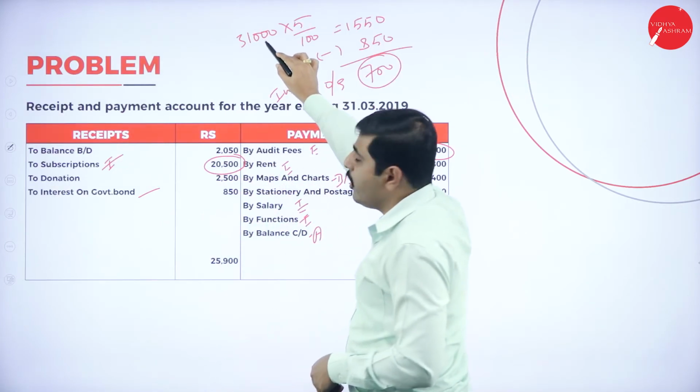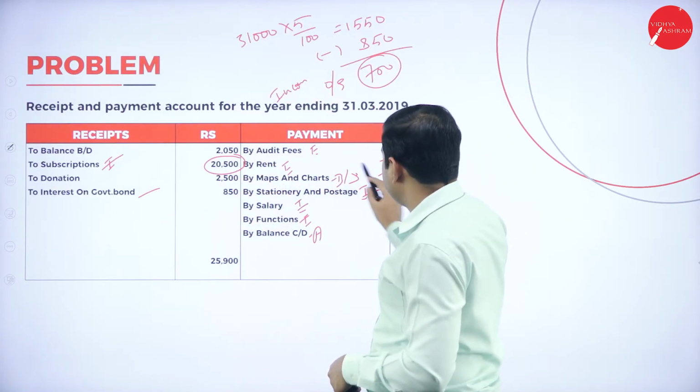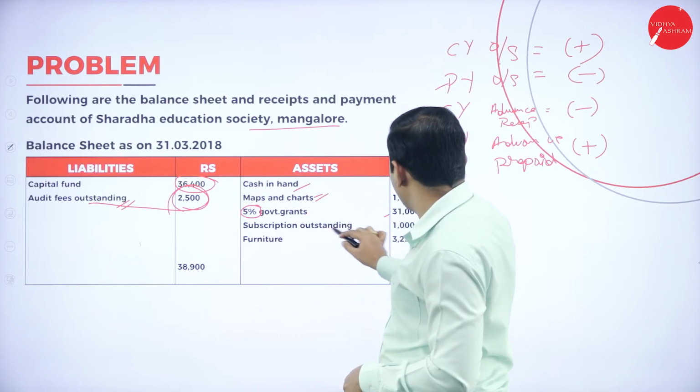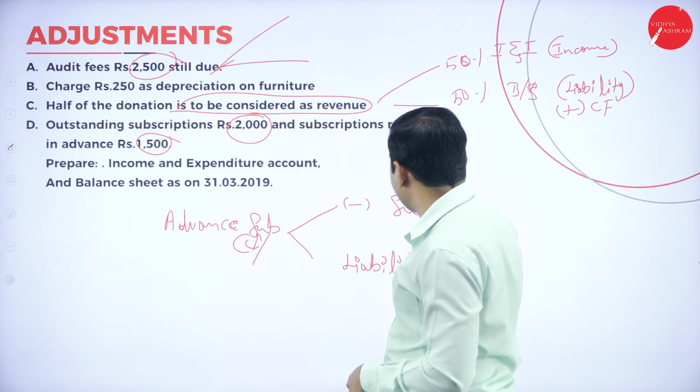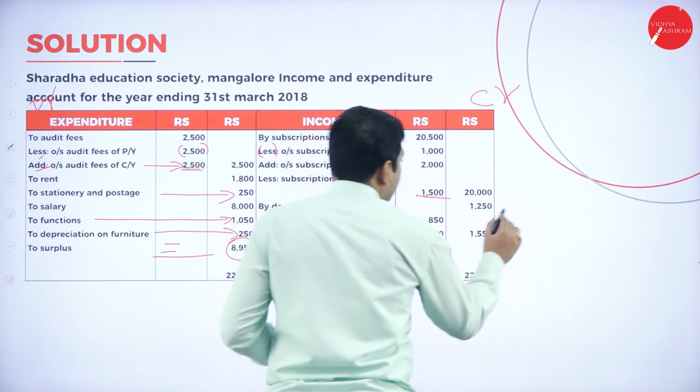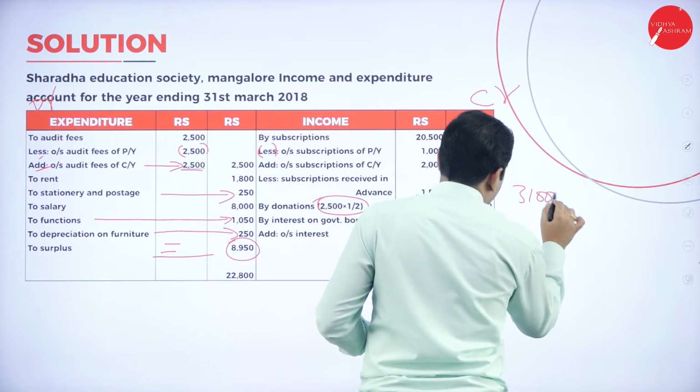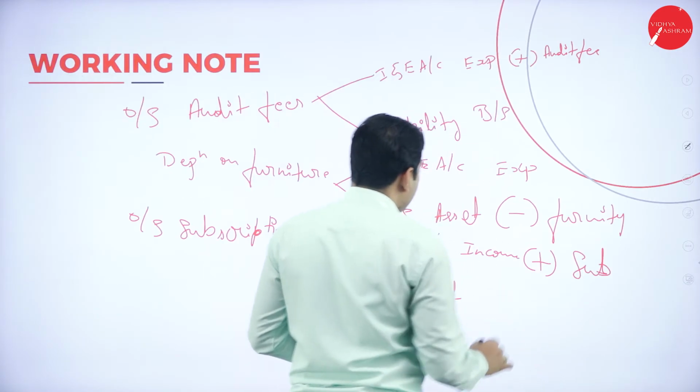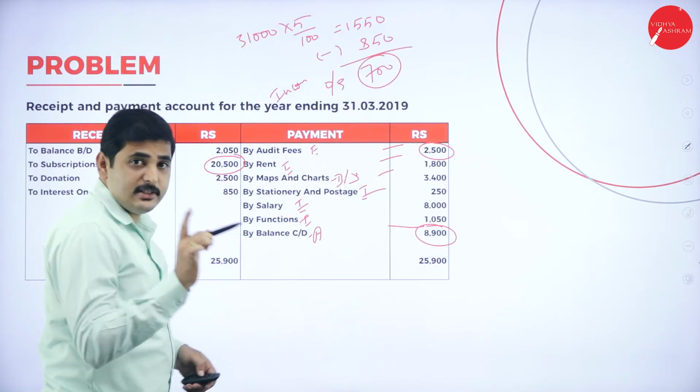What is the total government bonds here? It is 31,000. Government bonds is 31,000. We can write here: interest on government bonds is 31,000 into what is the rate of interest? What is the rate of government bonds? It is not given in the adjustment.